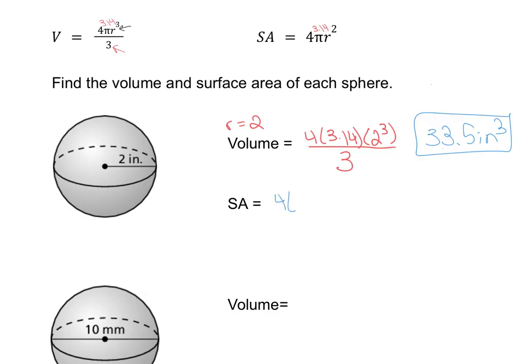4 times pi times our radius squared. No dividing by 3 or no division or anything this time. We're just multiplying straight across. 4 times 3.14 times 2 squared would be 50.24. And again, this is surface area, so we'd be in inches squared.